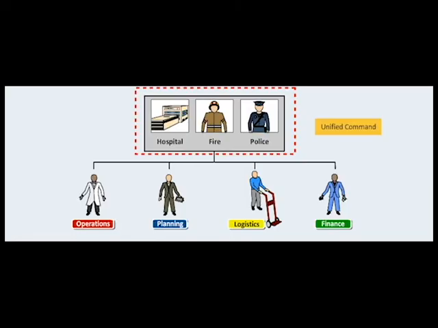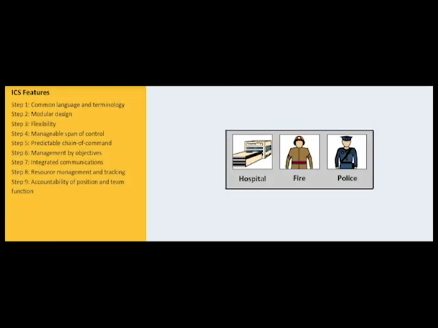ICS has several features that make it a universally effective method for coordinating multiple interests in all types of incidents. They include common language and terminology, modular design, flexibility, manageable span of control, predictable chain of command, management by objectives, integrated communications, resource management and tracking, and accountability of position and team function.